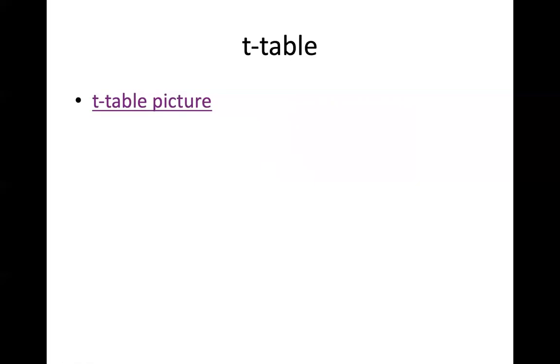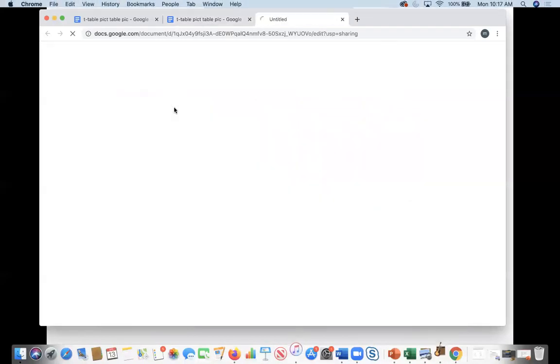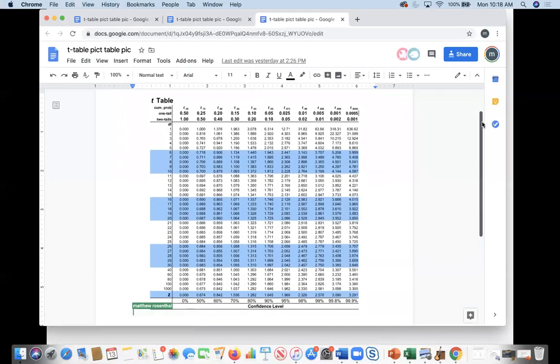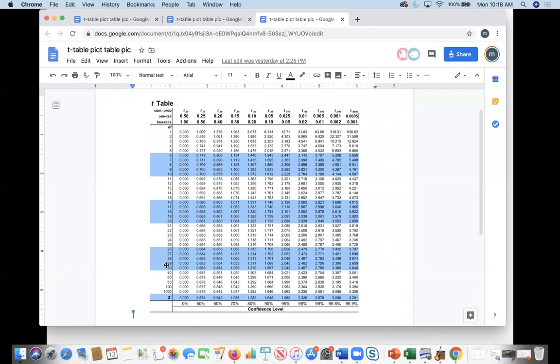So all this matters because we are going to be using this T table right here. This T table helps us find critical T values given 3 pieces of information. Maybe I should show you that information now. You can click on this if you're following along in the slides. This is a Google Doc that has a picture of a T table, and there are 3 pieces of information that you need to know to use this T table.